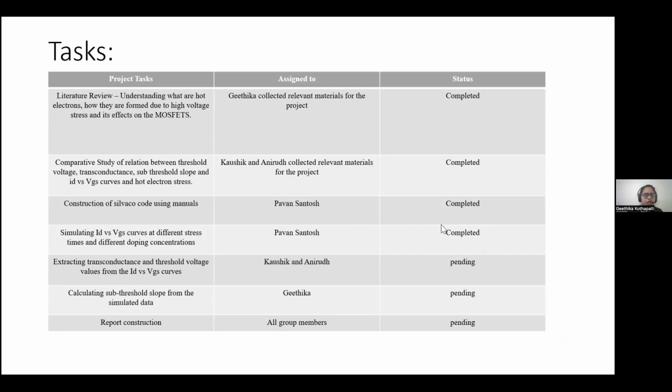So the literature review on hot electrons and their occurrences was collected by me, and the comparative study on the relationship between various parameters and hot electron stress is completed by Kaushik and Anirudh. Construction of the Silvaco code and simulation of ID versus VGS curves at different stress times and doping concentrations is completed by Pawan. Kaushik and Anirudh are yet to extract the transconductance and the threshold voltage values from the ID versus VGS curves. In the next step, I would be calculating the subthreshold slope from the simulated data. In the final step, the project report will be done by all the team members.